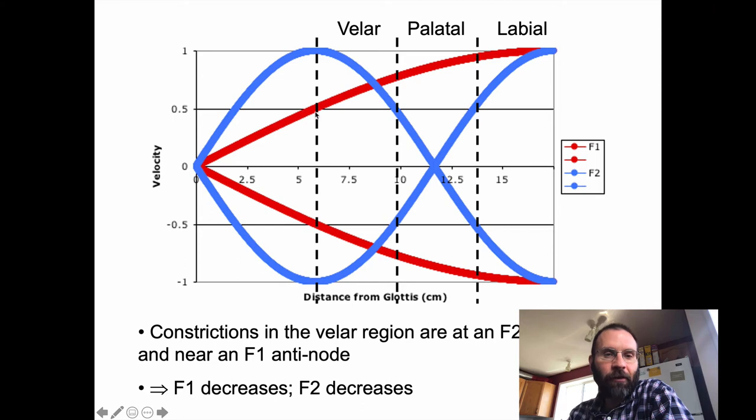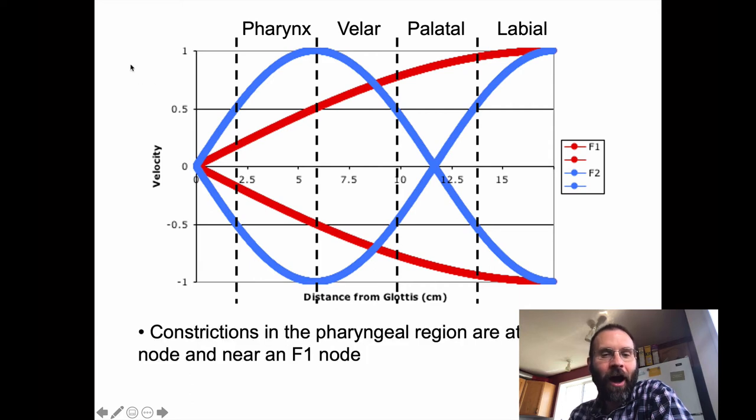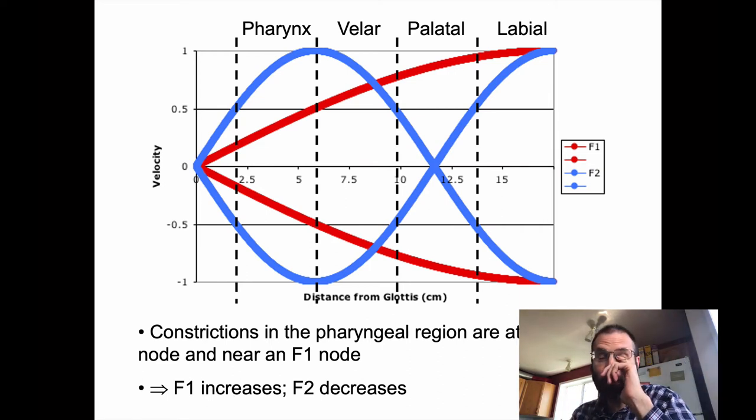If we move further back, then finally we get to the point where F1 becomes closer to a node than an antinode. For a while, F2 is closer to an antinode, so we'll call this the pharyngeal region, which is nice because this is where we can produce a vowel like ah. So we're closer to an antinode for F2, and closer to a node for F1. That means if we constrict there, then F1 should increase because we're closer to a node, and F2 should decrease, like a constriction in the velar or labial regions, right? And if we do this, F1 goes up, F2 goes down, they come close to each other. That's the acoustic pattern we see for the formants of the vowel ah.